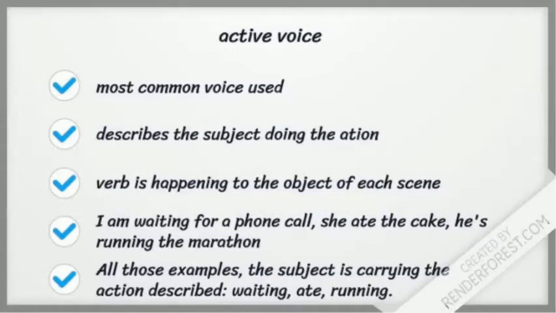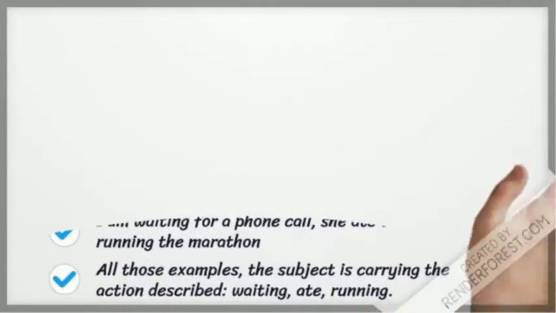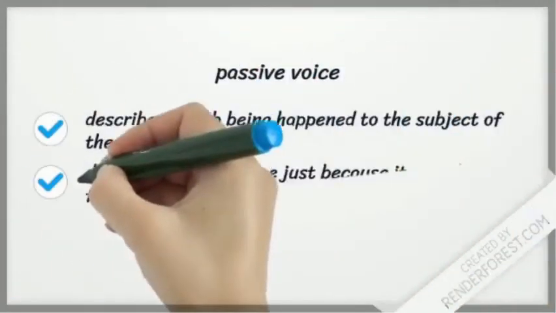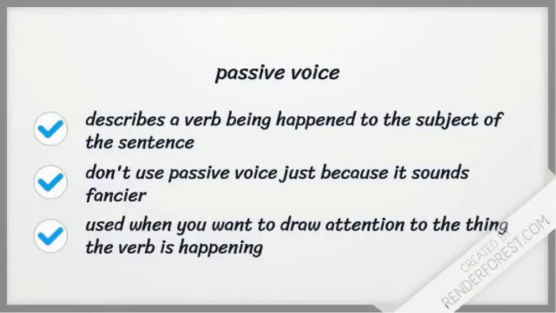Example, I'm waiting for a phone call. She ate the cake. He's running the marathon. In all of those examples, the subject is carrying out the action described: waiting, ate, and running. As for passive voice, it describes a verb happening to the subject of the sentence.